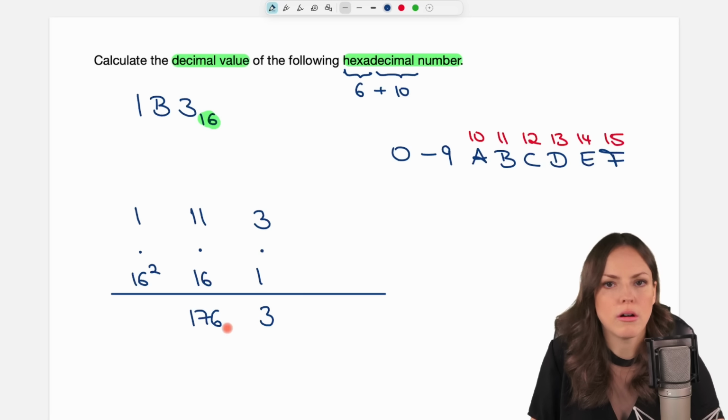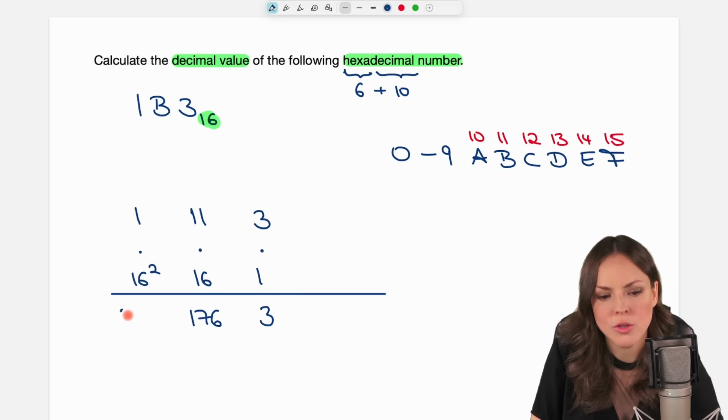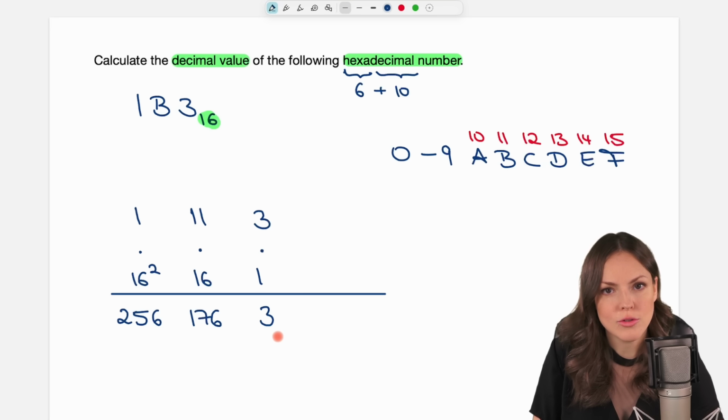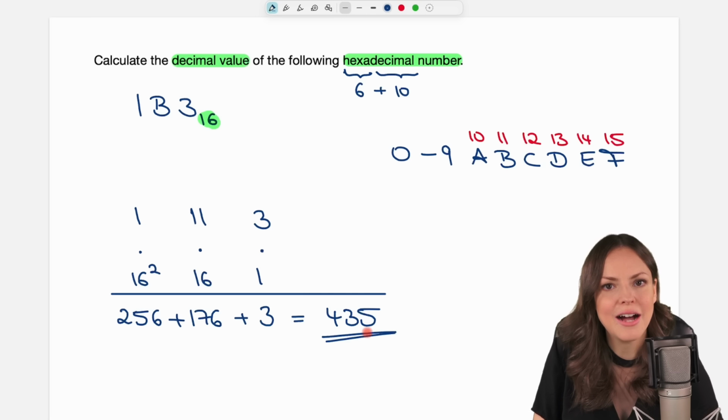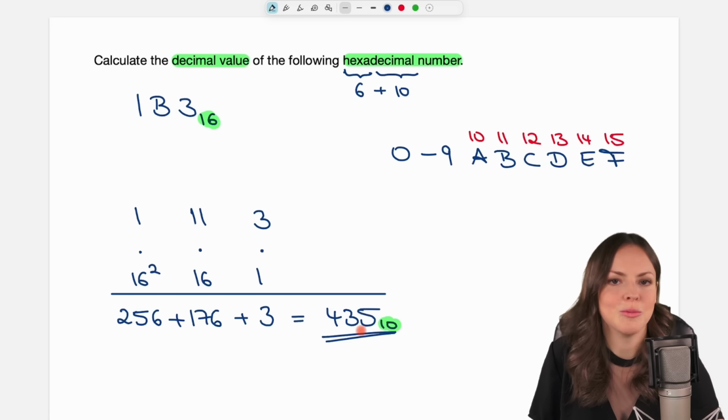176. Usually you are allowed to use your calculator when you convert these numbers, so you don't have to do all of this in your head. And then we have 1 times 16 squared, which equals 256. Now that we have all these results, we only have to add them. We get a result of 435, and this is our decimal number, so you can write down a base 10 if you want to. We converted our hexadecimal number into a decimal number.